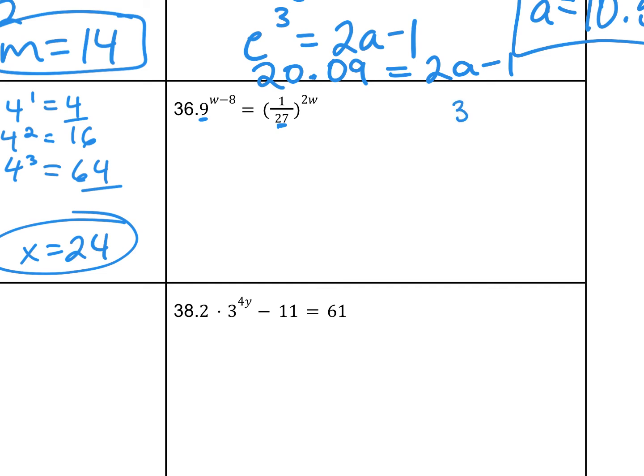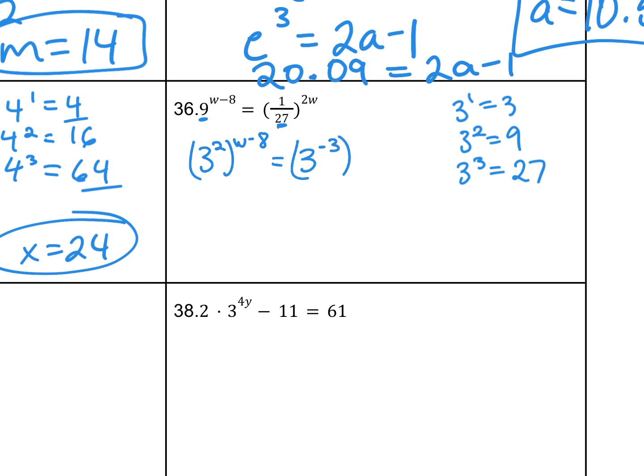The first number that comes to my mind is 3. 3 to the first is 3. 3 squared, 9, perfect. 3 to the third is, wait for it, 27. Cool. So I got both numbers. Now I need to change both bases. So 3 squared to the w minus 8 equals 3 to the negative third, since this one is a fraction. Remember our fraction rules? Now we've got the same base, so I'm going to set these equal to each other, and I must multiply too. So 3 to the 2 times w minus 8 equals negative 3 times 2w.